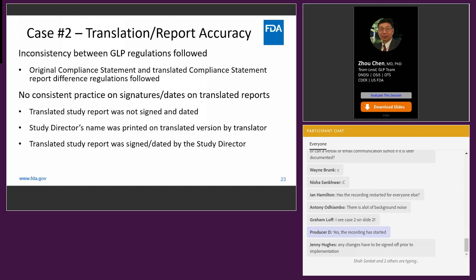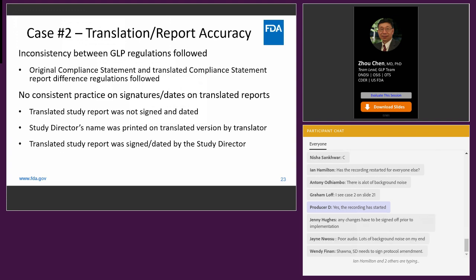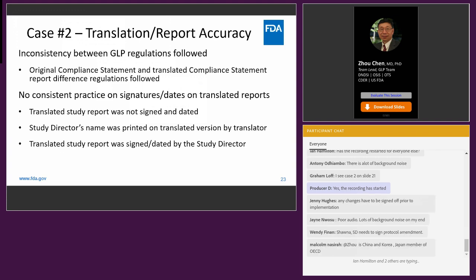Some foreign firms had no idea that safety studies submitted to FDA should follow FDA's Part 58 GLP regulations. They follow their own country's GLP regulations, and as a non-OECD member country, CROs there follow OECD GLP for studies that were submitted to FDA.